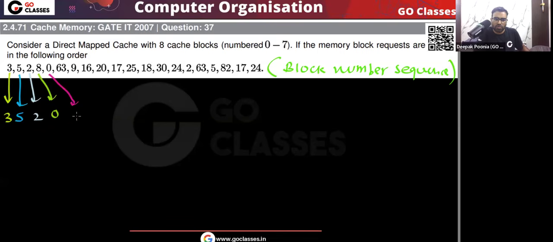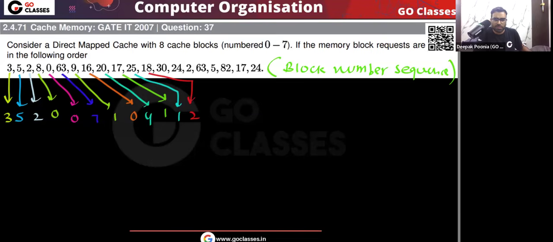For this 0, also it will be 0. For 63, it will be 7. For 9, it will be 1. Just divide by 8 and you find the remainder. 16, it will be 0. 20, it will be 4. 17, it will be 1. Correct. Okay, what about 25? 25, it will be 1. Next, what about 18? It will be 2. Just divide by 8 and you find the remainder.